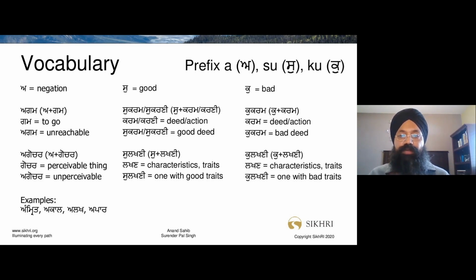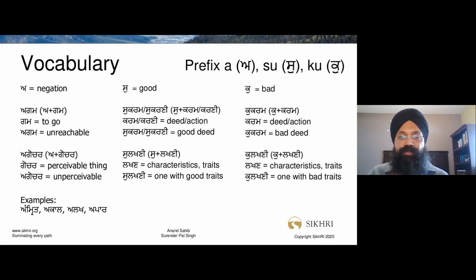Now the other two prefixes are su and ku. They go together. While su turns a word into positive or good, ku generally speaking makes it negative or bad. Same as with a, it's not necessary that every word starting with ku or su works that way. It happens only when ku and su are working as a prefix. So you might have heard of the word karam, which means deed as well as grace of the divine. If we attach su to it, it becomes sukaram, which means good deed. On the other hand, if you add the prefix ku to it, it becomes kukaram, which is bad deed. That's how words are created.